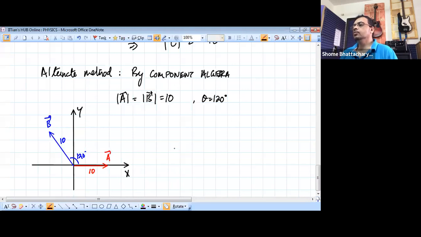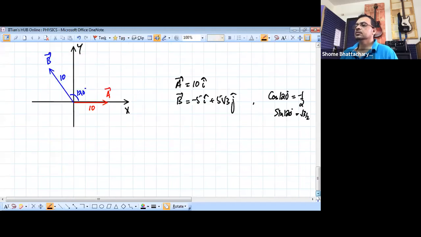Now we can write A and B in component form as 10 i cap, and vector B, what will it be? B is minus 5 i cap plus 5 root 3 j cap. This makes use of the fact that cos 120 is minus half and sine 120 is positive root 3 by 2. Now we have to find a third vector C, which, logically, you'll understand, is something like this. Somewhere over here it has to be, so that the resultant is 0.